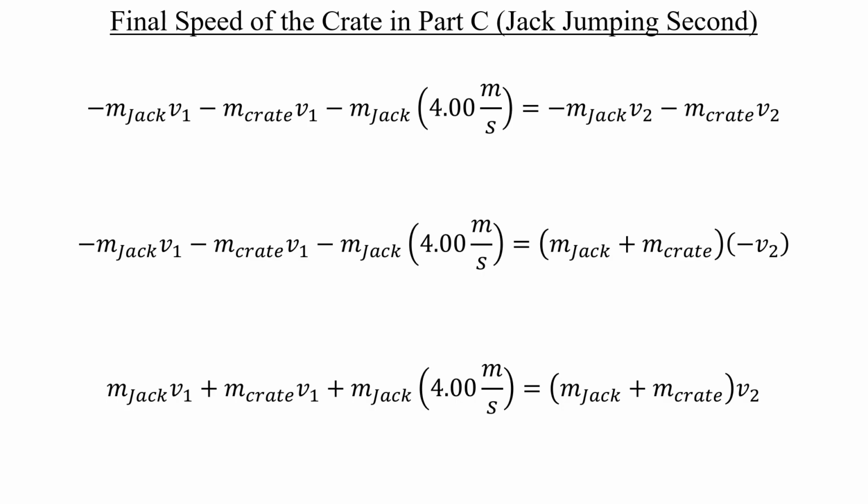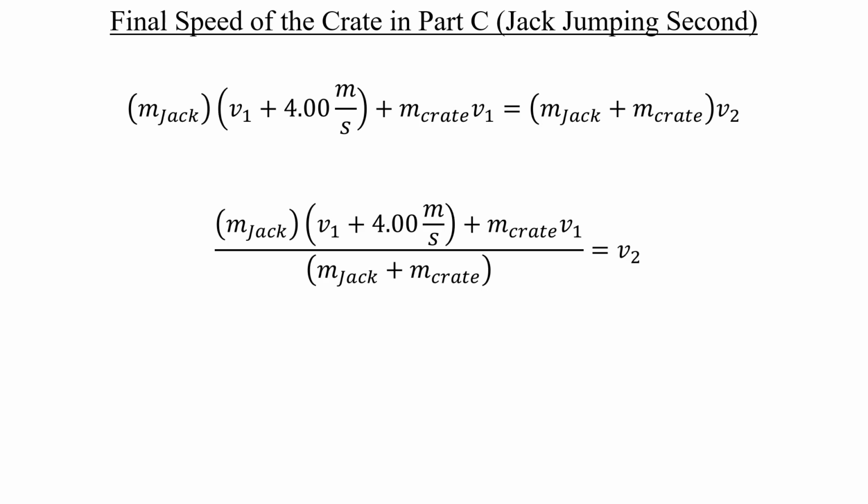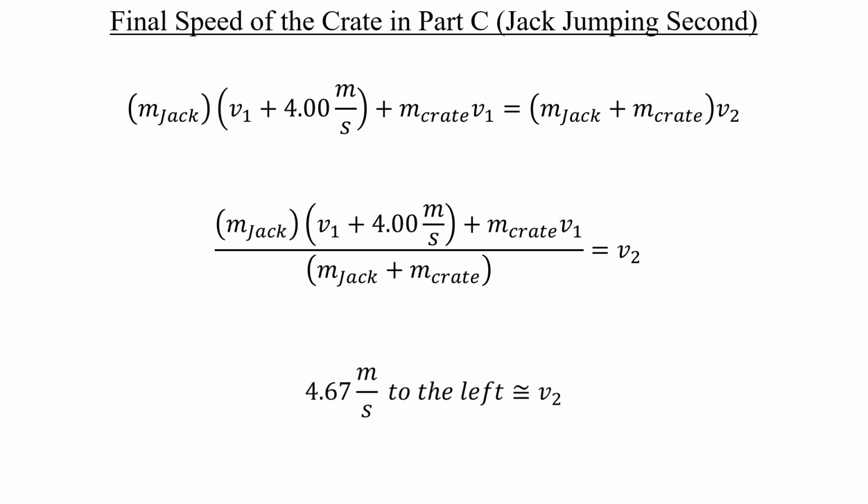I'll factor out Jack's mass from the first and third terms on the left, just like we did before as well, and now we're set to divide both sides by the sum of the masses of Jack and the crate on the right to get V2. Plug in the numbers, and our final crate speed for part C comes out to be approximately 4.67 meters per second to the left. And that's the end of part C.